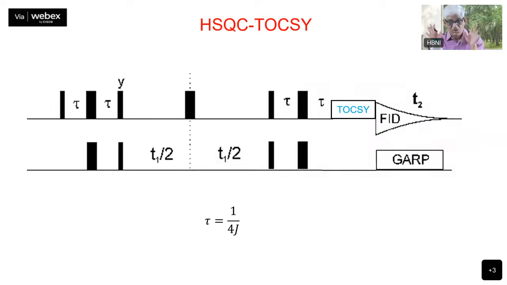Now these are the simple experiments for direct single bond correlations and multiple bond correlations. There are certain other improvements in the HMBC pulse sequences. I have not gone into that. I have only given you the basic experiments which are there.